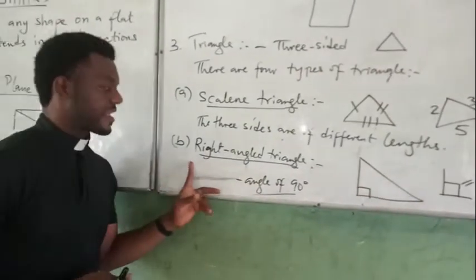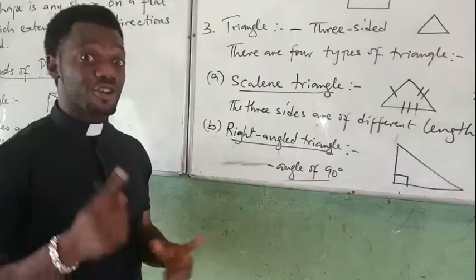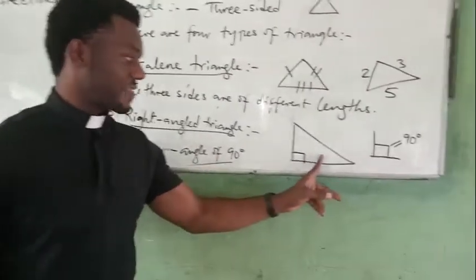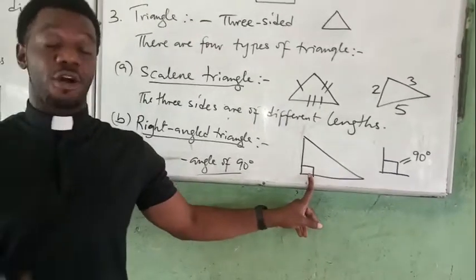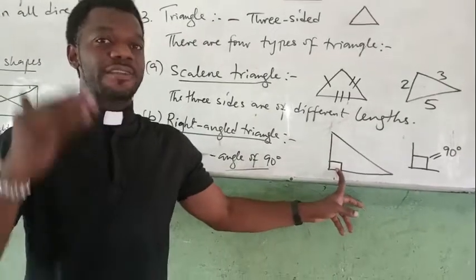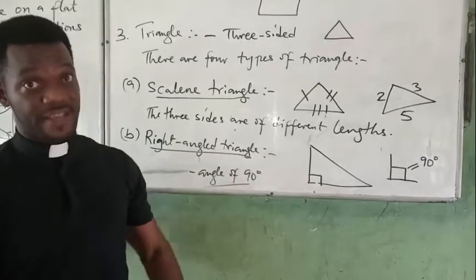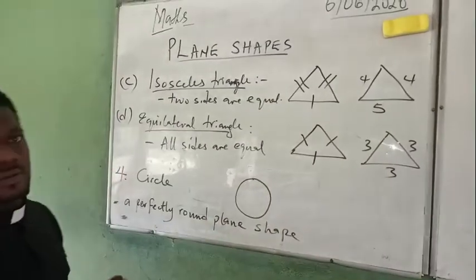Then the second type of triangle is what we call the right-angled triangle. How we know a right-angled triangle is this: it must have an angle of 90 degrees. So any triangle with an angle of 90 degrees inside it is called a right-angled triangle.